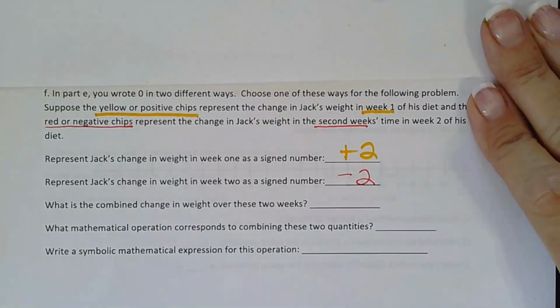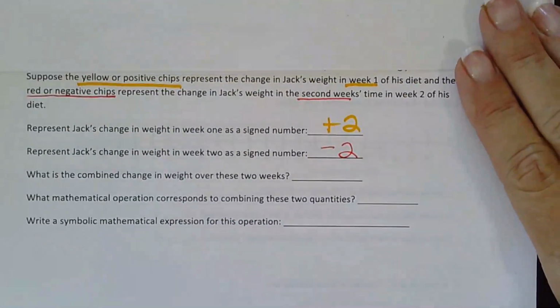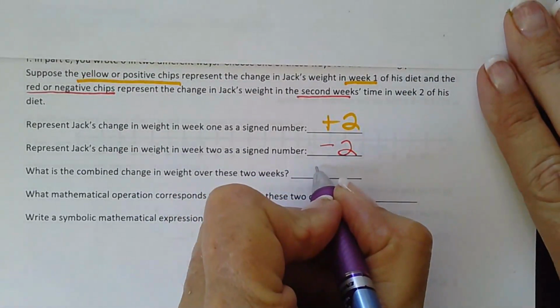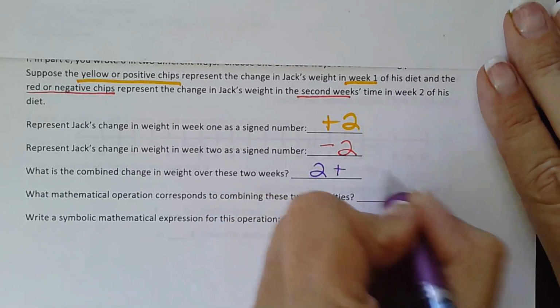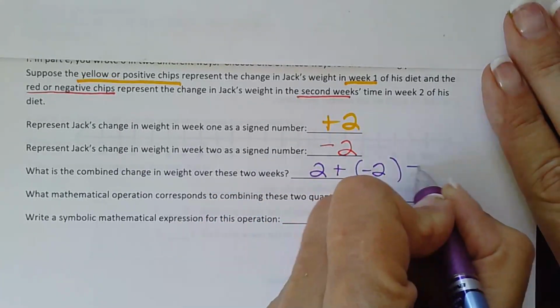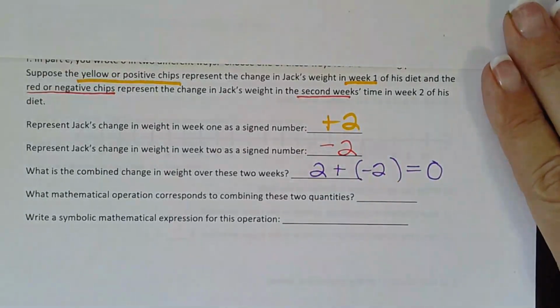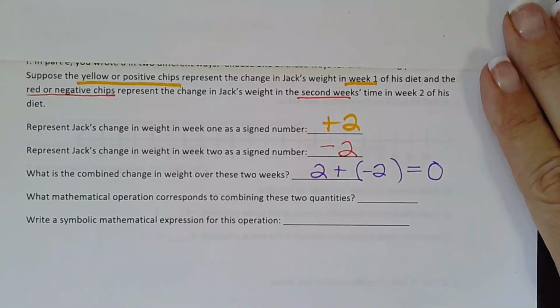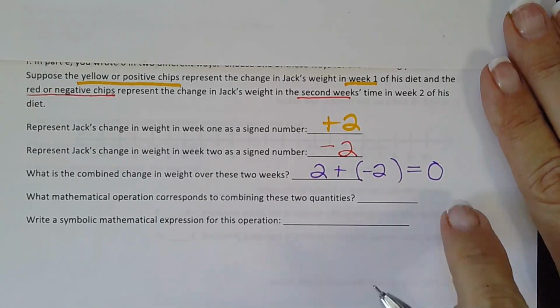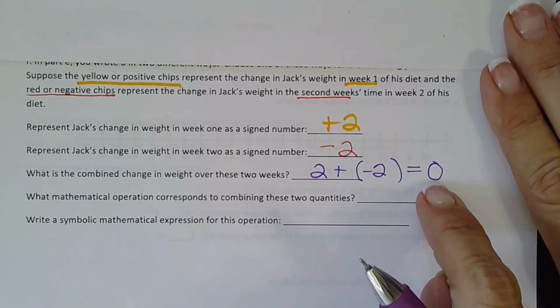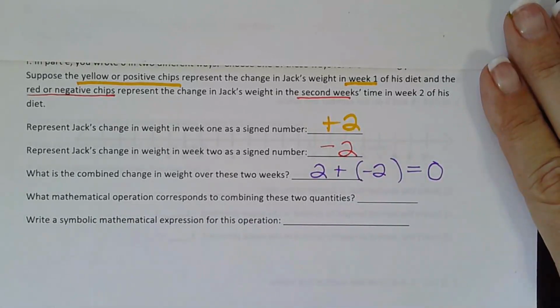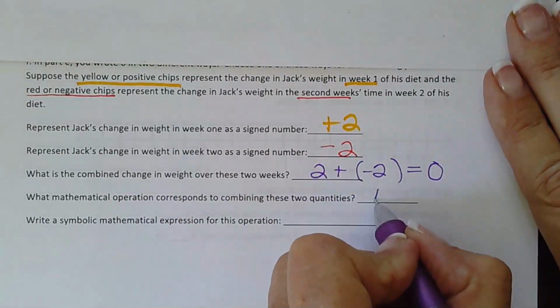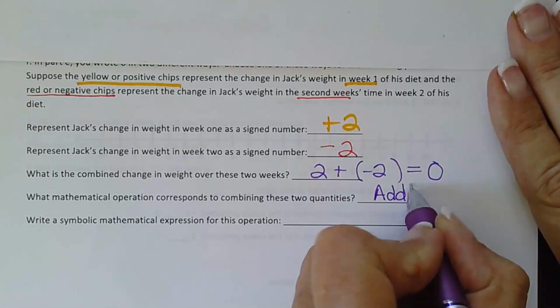So I love this problem because it follows up on what we were just talking about. If we take the 2 numbers, 2 plus -2, we can see the combined weight change is 0 because he went up 2 pounds. So let's say he started at 180. So he went to 182 and then he lost 2 pounds the next week. He's back at 180. So that means a weight change of 0 pounds. What operation did we use to combine these? Addition. It's called addition of signed numbers.